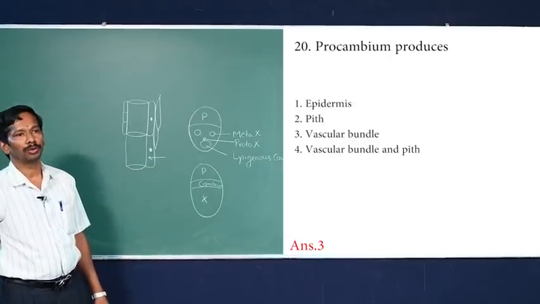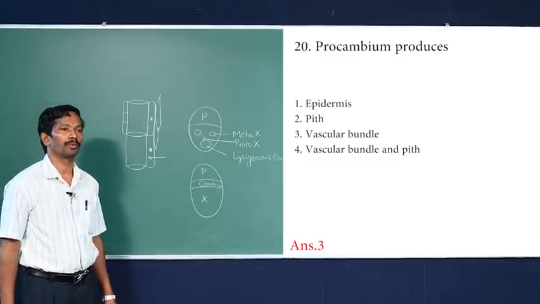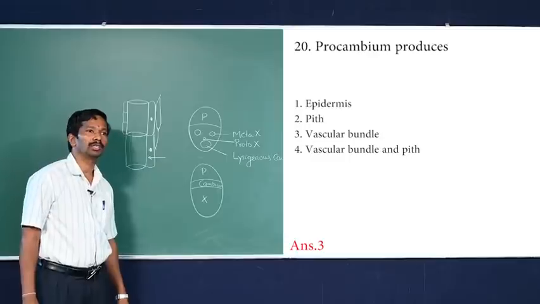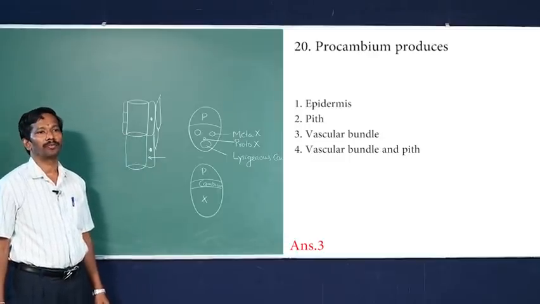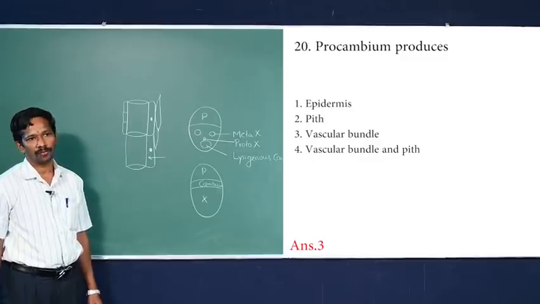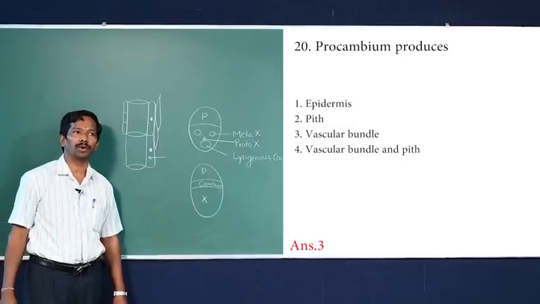Procambium produces option number 1 epidermis, option number 2 pith, option number 3 vascular bundle, option number 4 vascular bundle and pith. The answer should be vascular bundle because it is the meristem responsible for formation of xylem and phloem in the plant body, representing apical meristem. So the answer should be 3 for 20.